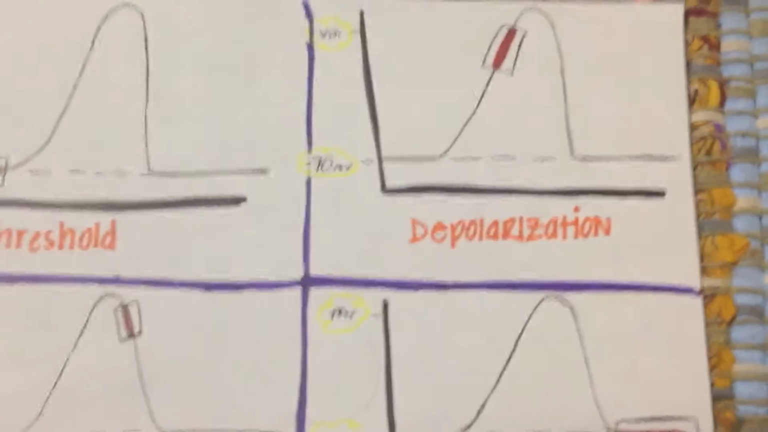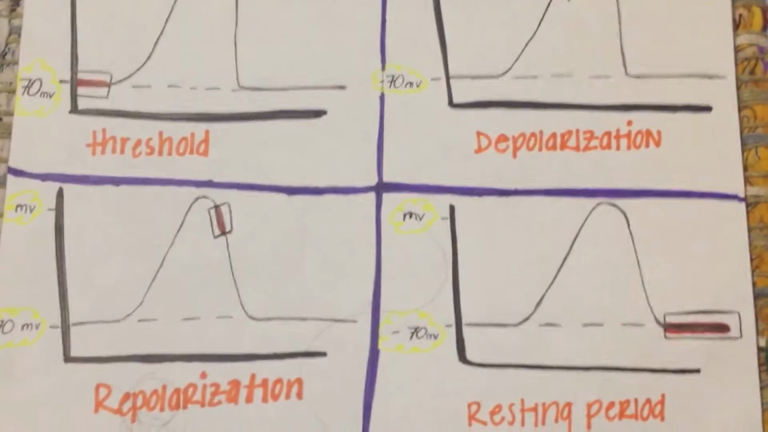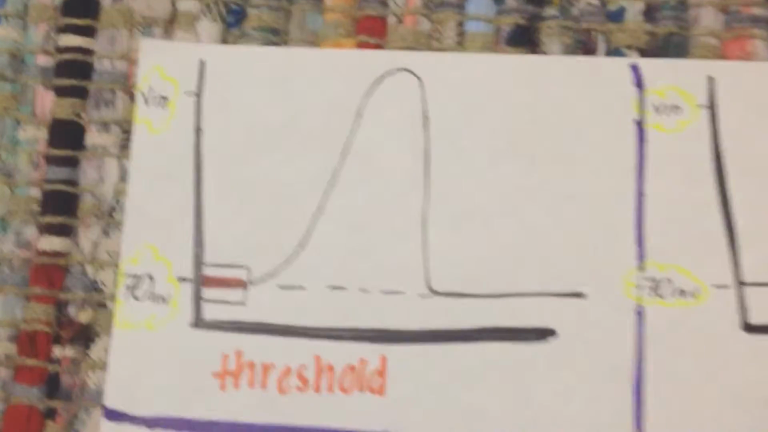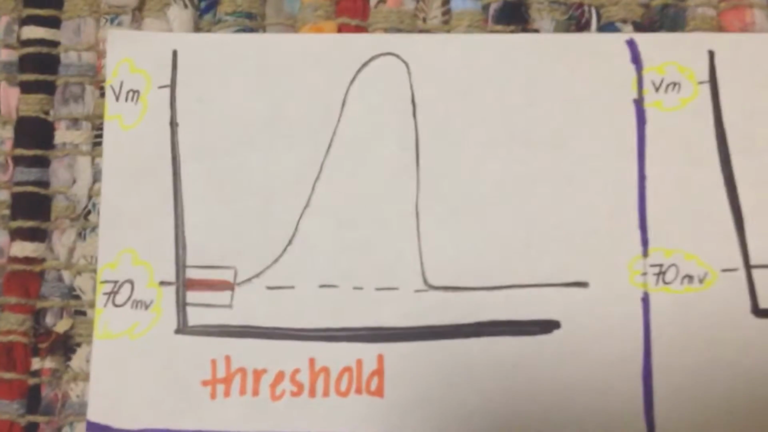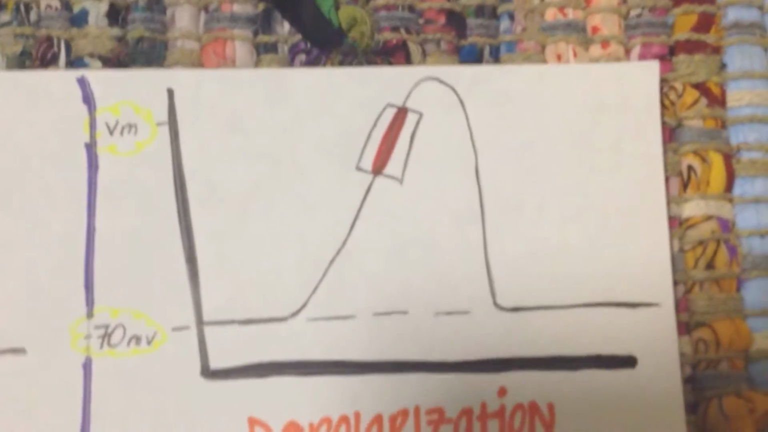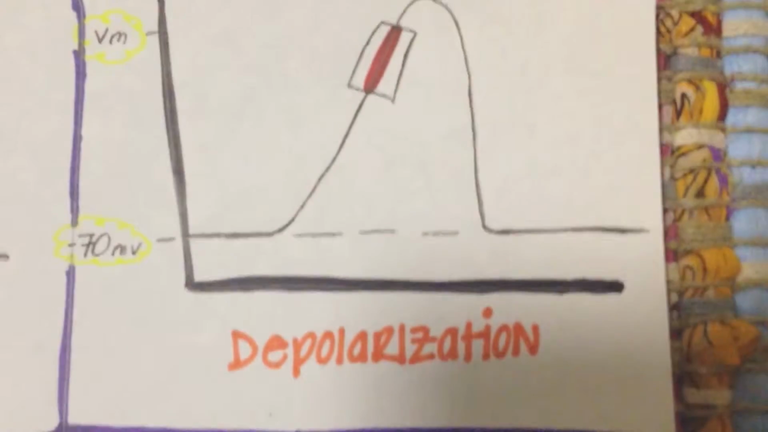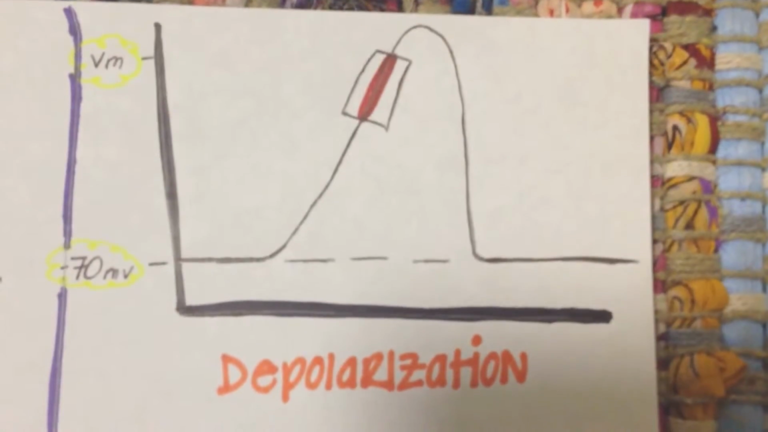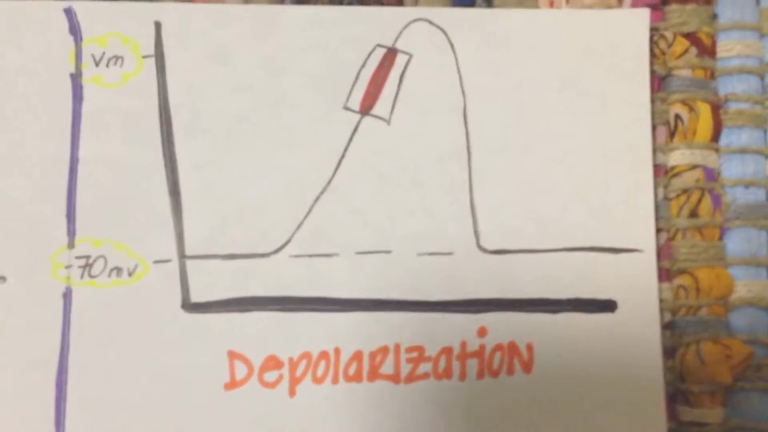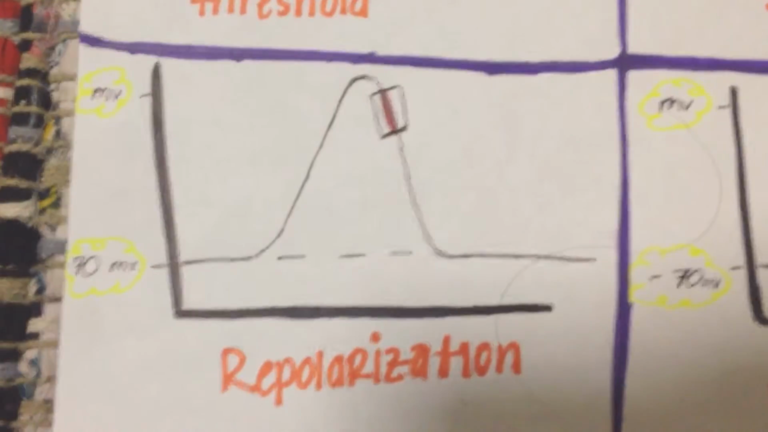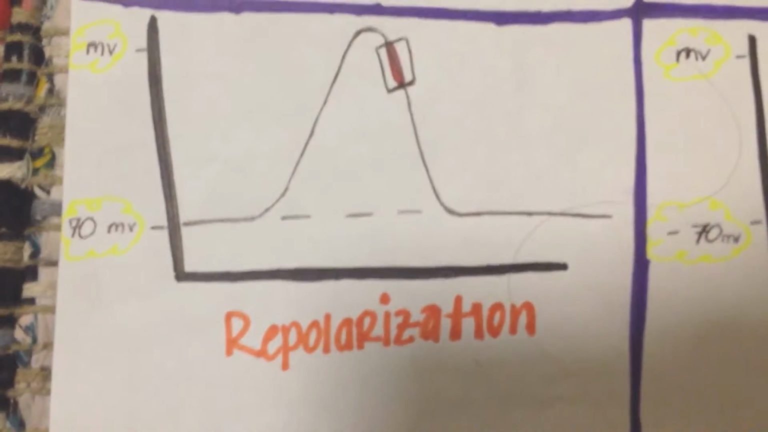Down here we have a graphic of threshold, depolarization, repolarization, and resting period. For threshold, the action potential initiates at this point, starting at a charge of -70, and it moves up into depolarization, becoming a more positive charge, allowing voltage-gated channels of sodium to open. Sodium floods into the cell, and the channels stay open for sodium to come in. After that, we have the step of repolarization. Sodium channels close, and potassium channels open and potassium goes out of the cell.